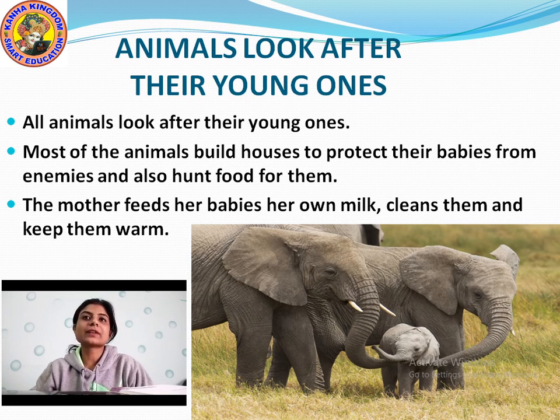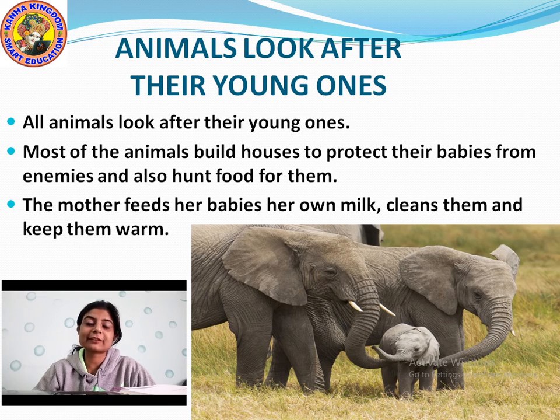Most animals build houses to protect their children from enemies, from the weather, from the climate. Different animals live in different types of houses. Tigers and lions live in dens. Horses live in stables. Cows live in sheds. Birds build nests for their babies so that their babies can live there safely. They protect their babies from the enemies.